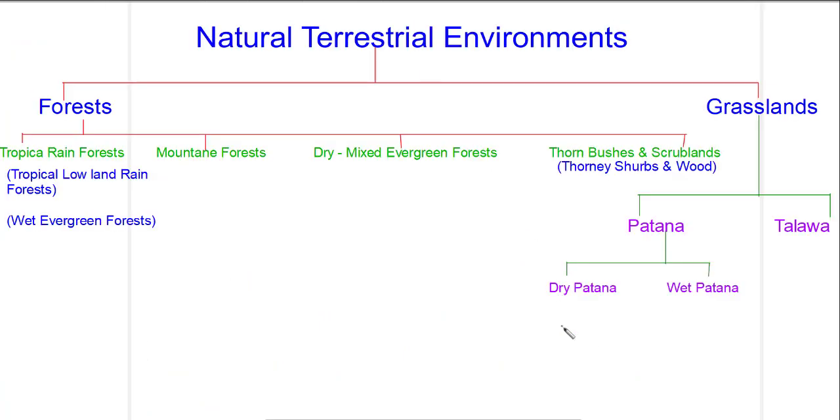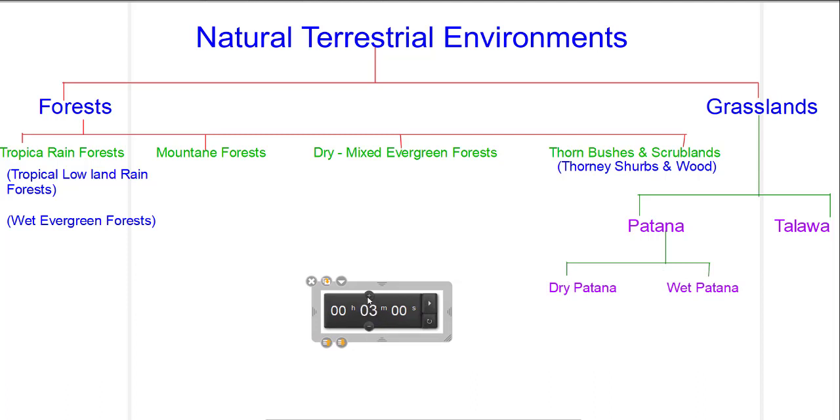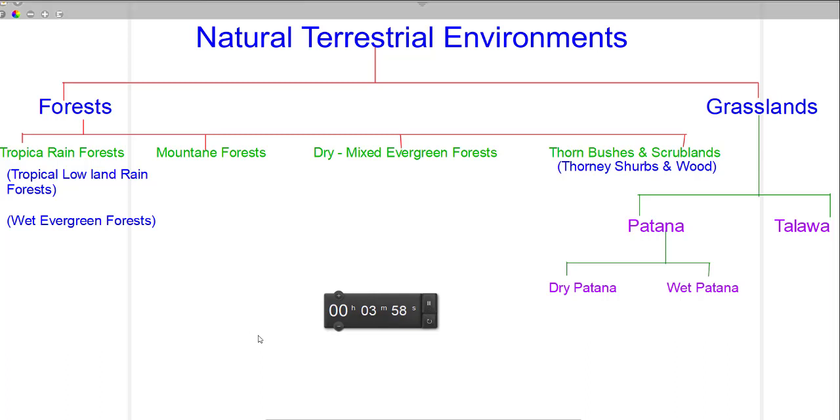Right. Now, please mark the concept map about the natural terrestrial environment, children. I give 4 minutes for you. It is about 4 minutes for you. And the concept map for the lesson.